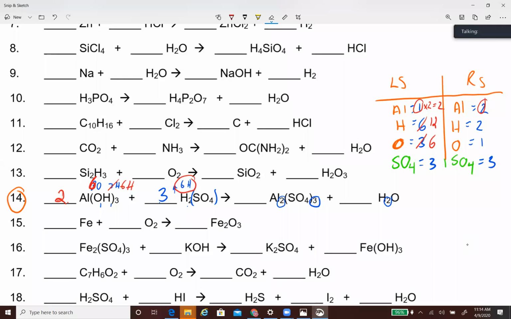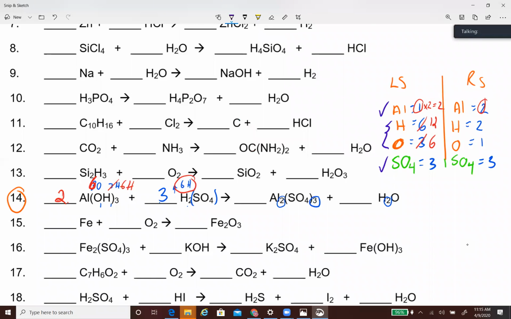And because so far I have the aluminum balanced, so this is okay, and that's okay. I just have to balance these two. But I'll notice something. This is 2, and that's 1. This is 12, and that's 6. So the ratio is the same for both. 12 to 6 is the same as 2 to 1.